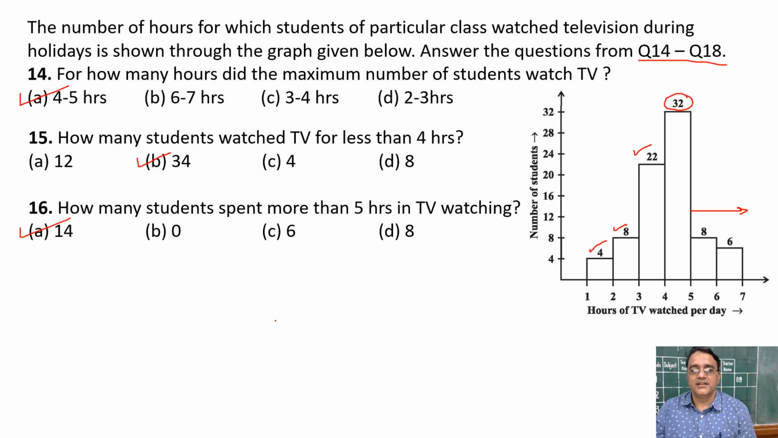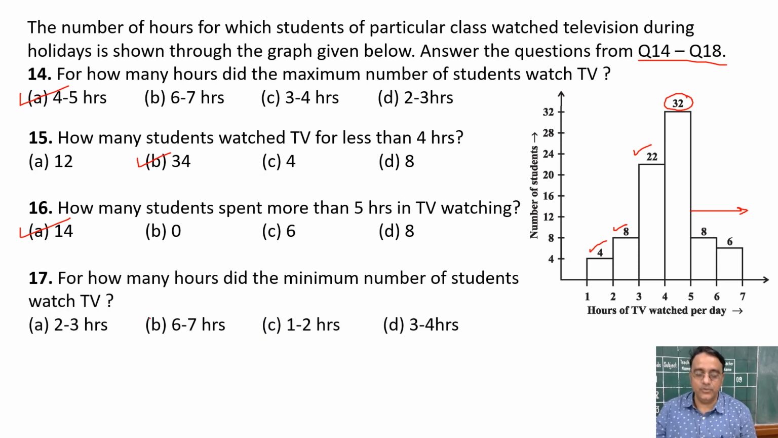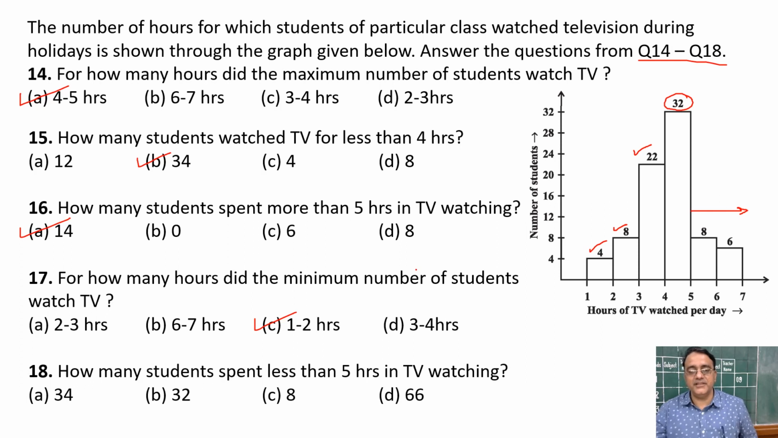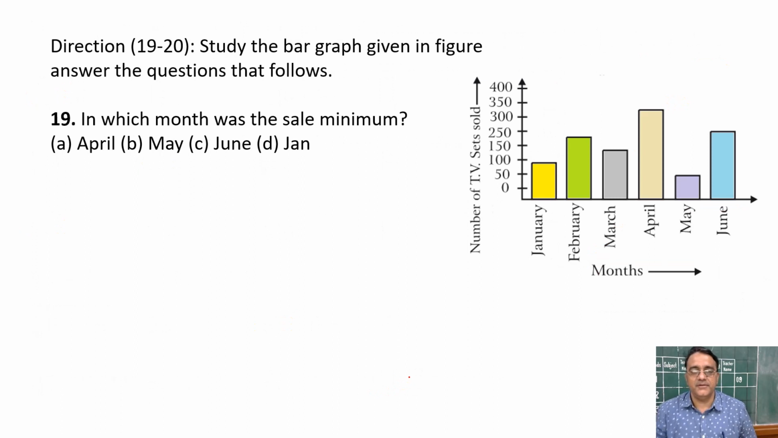Option A, right? Now the next question, 7th question: for how many hours did the minimum number of students watch TV? 1 to 2. 1 to 2, right? The correct option is C. Last question. How many students spent less than 5 hours in TV watching? Less than 5 hours. यहाँ से यहाँ तक पूरा ऐड करना है. 32 plus 22 plus 8 plus 4. 66. 66. Very good. And the correct option is D. Right. So now we are moving toward the next question.